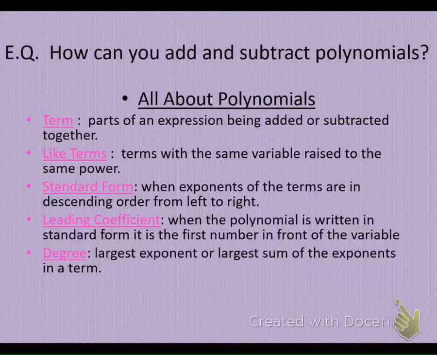Now, the degree. This one's either simple or a little hard to understand. When I'm looking at a problem, whichever term has the largest exponent, that is the degree of my polynomial. But sometimes a term will have two variables in it with two exponents. If a term has two exponents in it, I have to add them together to get the degree. So it's either the largest exponent or the largest sum of the exponents in a term. And we'll see an example here in just a couple minutes.